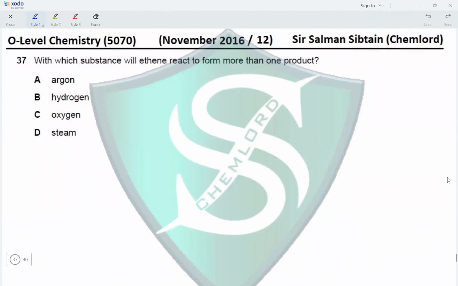Question 37. With which substance will ethene react and form more than one product? Ethene will not react with argon. With hydrogen, ethene will react to form ethane only. With oxygen, ethene will undergo combustion producing CO2 and H2O. And with steam, ethene will react to form ethanol only. So the one with more than one product is the reaction with oxygen, which is combustion, and it produces CO2 and H2O, making option C the correct option for this question.